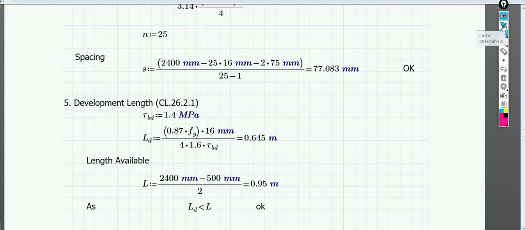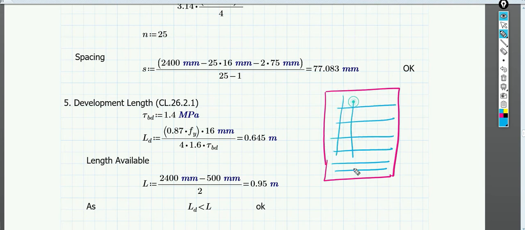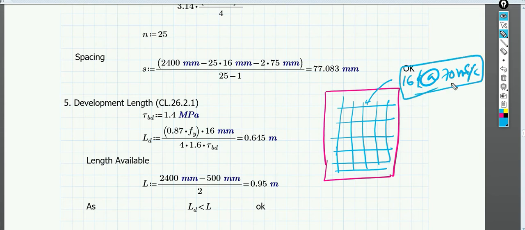Now, this reinforcement will be provided in this direction. Suppose this is the pile cap, then this reinforcement will be provided like this, in a mesh form. So the spacing will be, if I am providing 16 Tor bar at the rate of, suppose, 70 mm center to center, this is the spacing that we have to provide.